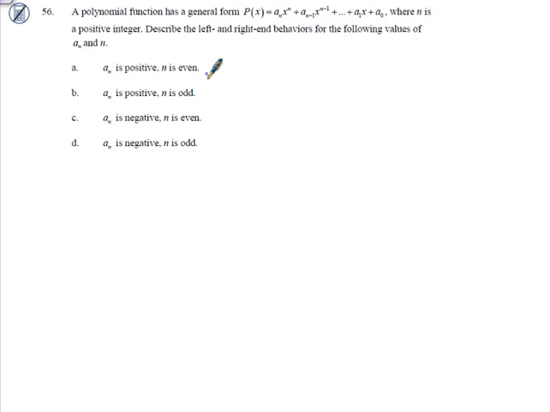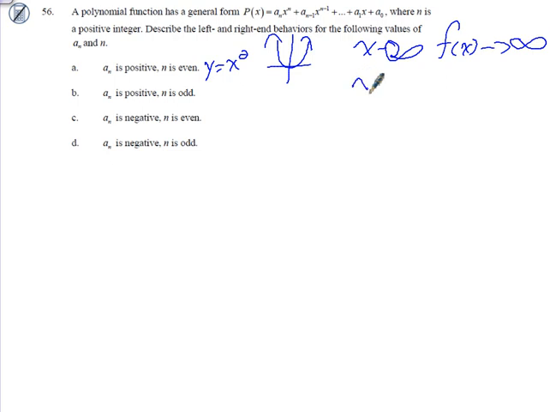So if a sub n is positive, so that means I have a positive leading coefficient, and n is even, that's essentially like y equals x squared. So that looks like just a rough sketch like that. So I know that as x goes to infinity, whoops, that's a rough infinity sign, f of x goes to, so as I go infinitely to the right, this goes up to positive infinity, and as x goes to negative infinity, f of x still goes to infinity.